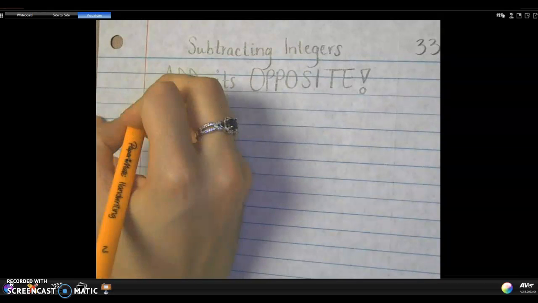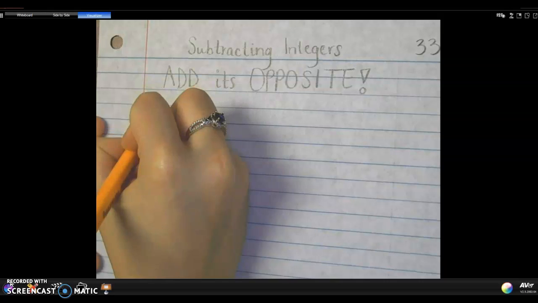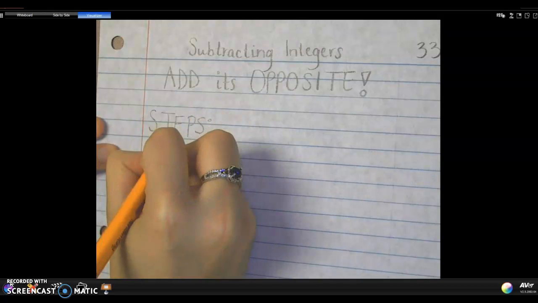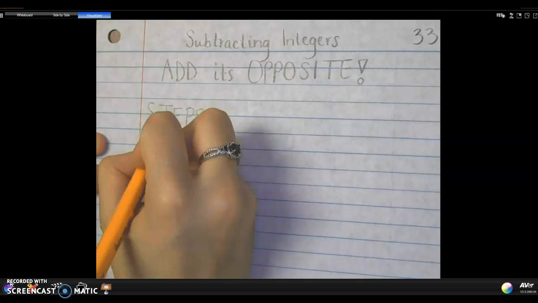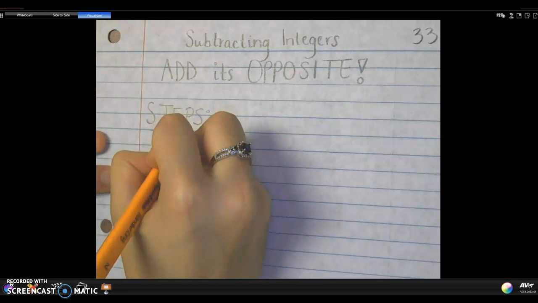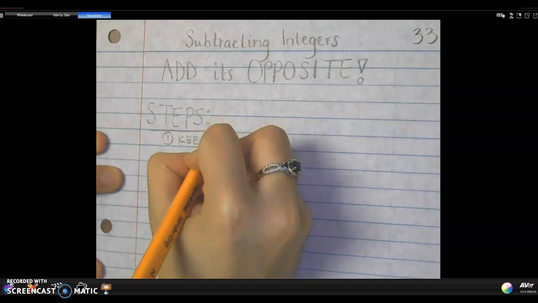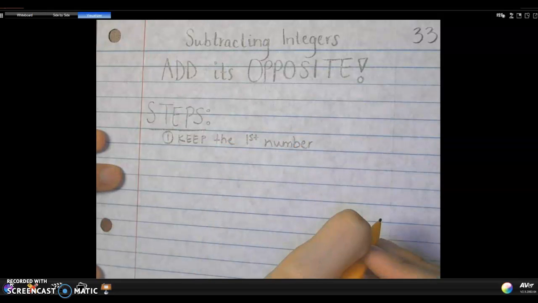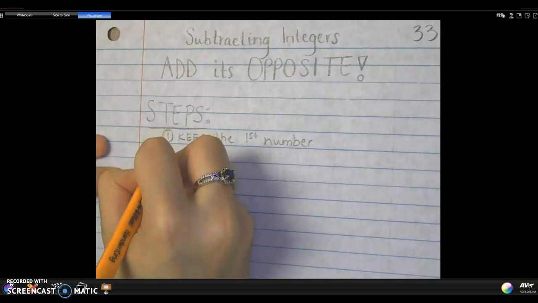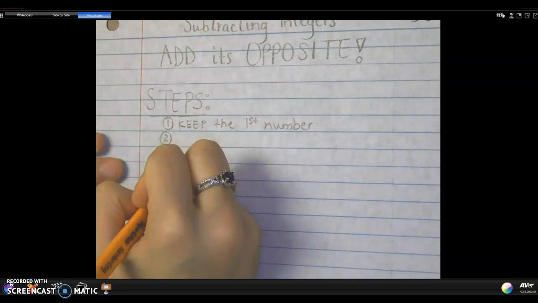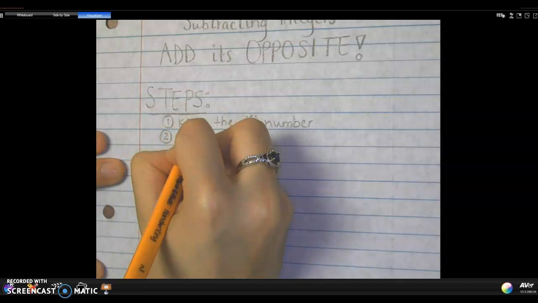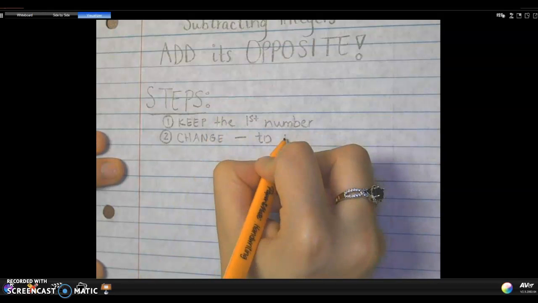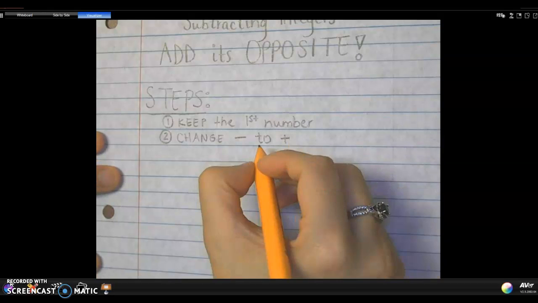So let's go over our steps. My first step is going to be to keep the first number. So my first number is not going to change. We're going to rewrite it. Step 2, we're going to change the subtraction symbol to addition. So instead of subtracting, we're going to add.